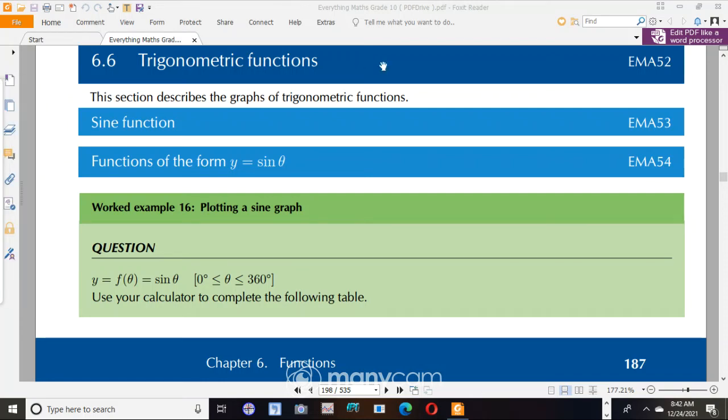Hello guys, in this video I want to show about the trigonometric function. This section describes the graph of trigonometric function, the sine function of the form y is equal to sine of theta.